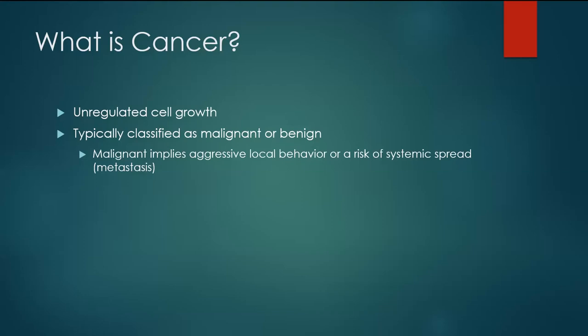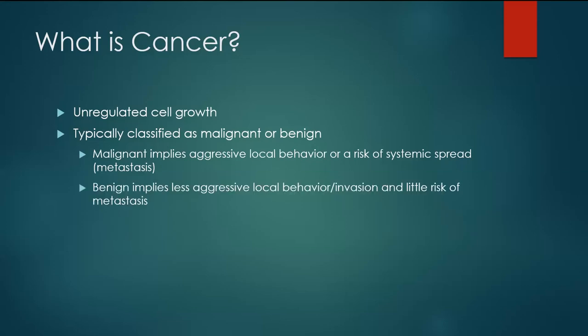So the word malignant implies that a tumor has either an aggressive local behavior and/or an aggressive systemic behavior. And that process of systemic spread is called metastasis. What that means is that the tumor gains access to either the bloodstream or the lymphatics and is able to use that as a subway or a conduit to spread throughout the body. So when we think about malignant tumors, we think about a tumor that's either behaving in a locally aggressive manner, very invasive and destructive of the tissue around it, or a tumor that has a risk of spreading to other parts of the body.